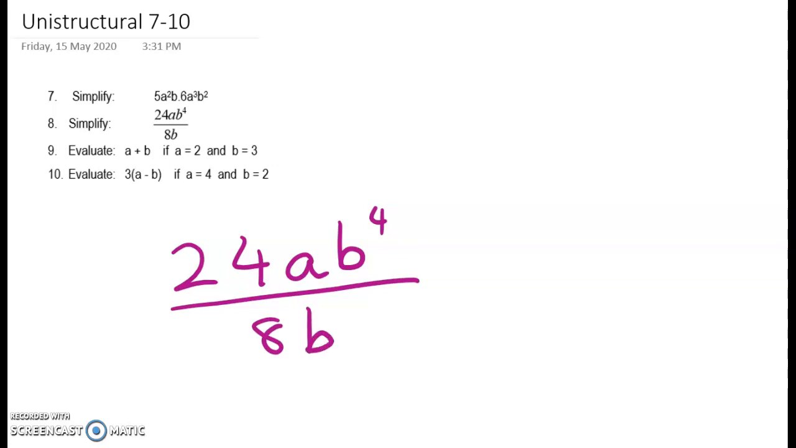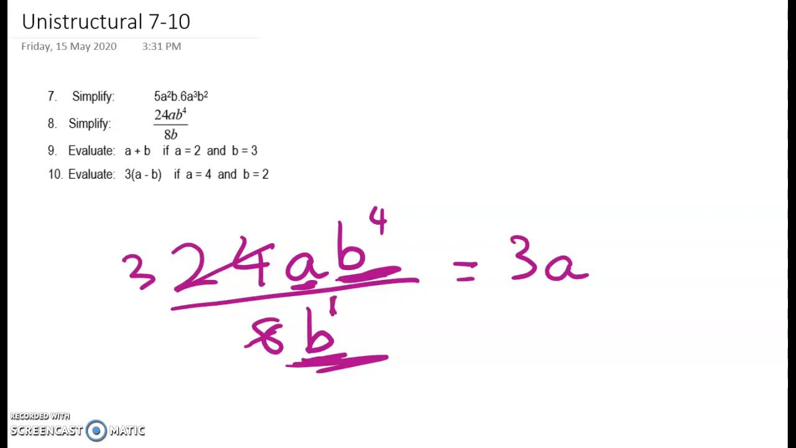Right, on to the next few. Oh, we've done number 7 already. Okay, and then number 8, 24ab to the power of 4 over 8b simplifies to give me 3 here. I've got an a here, but I've got no a's down here, so it's 3a, and then I've got b to the power of 4 here, divided by b to the power of 1. So I can look at that and subtract 1 from 4, I get 3ab cubed.